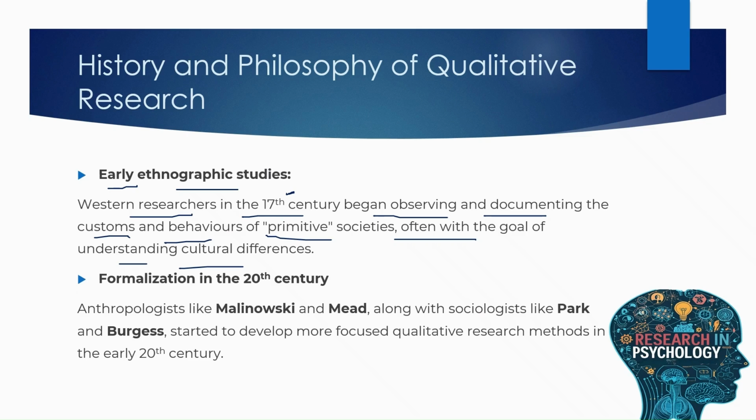Then formalization in the 20th century. After the 17th century, we are coming to the 20th century. We had anthropologists like Malinowski and Mead, along with sociologists like Park and Burgess, and they started to develop more focused qualitative research methods in the earlier 20th century. So after these people, we have our anthropologists like Malinowski and Mead and sociologists like Park and Burgess who started to develop more focused qualitative research methods. And all this happened in the early 20th century.